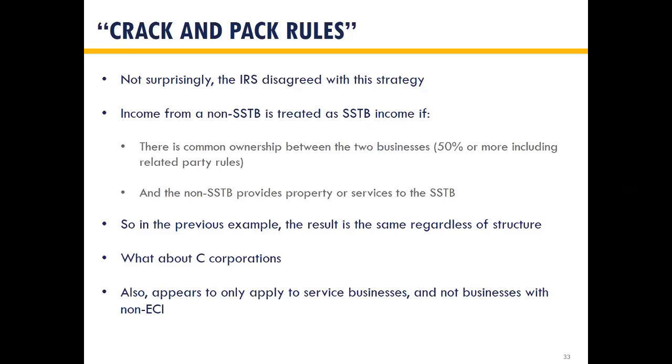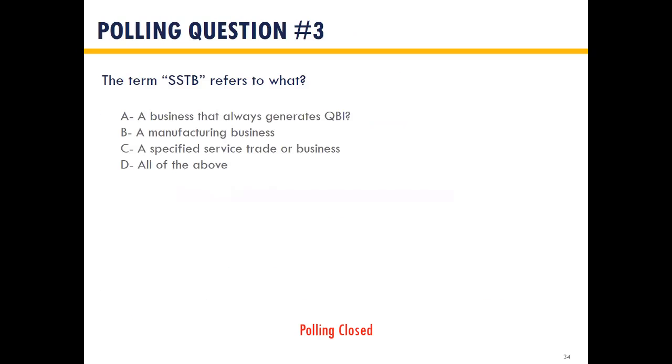So it's interesting that the abuse the IRS anticipated was really on the domestic front, lawyers and doctors and so forth, and they didn't seem to apply this anti-abuse rule to businesses with a mix of effectively connected income or non-effectively connected income. Brings us to our third polling question. The term SSTB refers to what? A business that always generates QBI, a manufacturing business, a specified service trade or business, or all of the above?